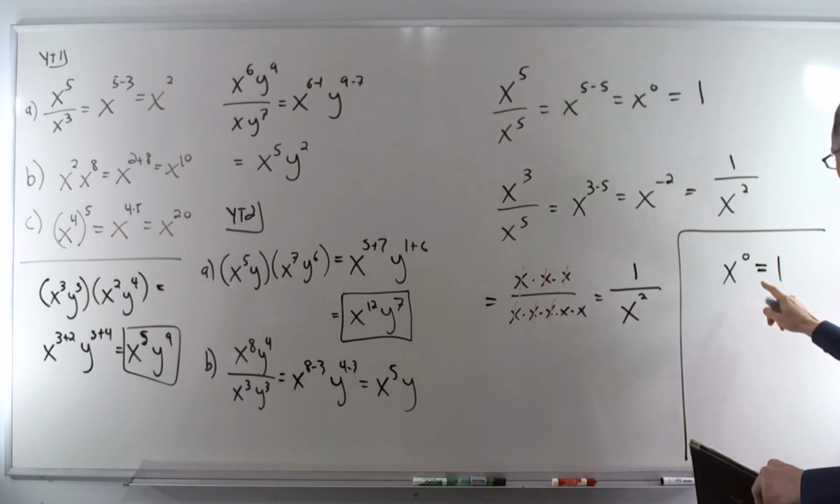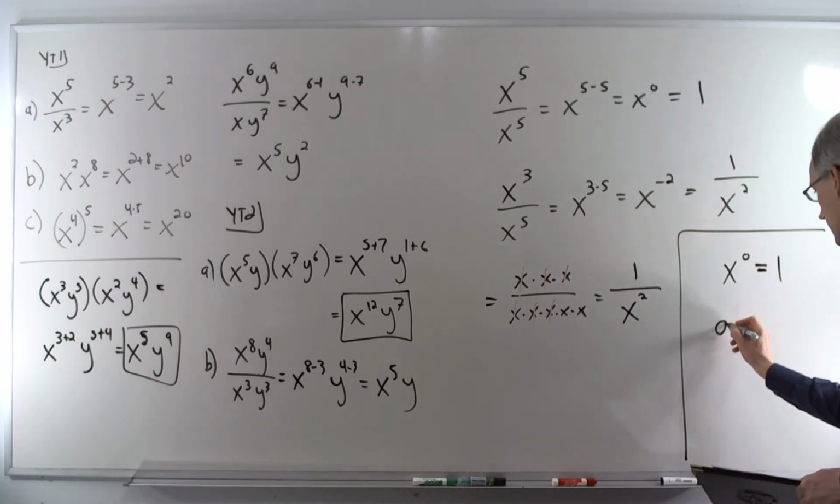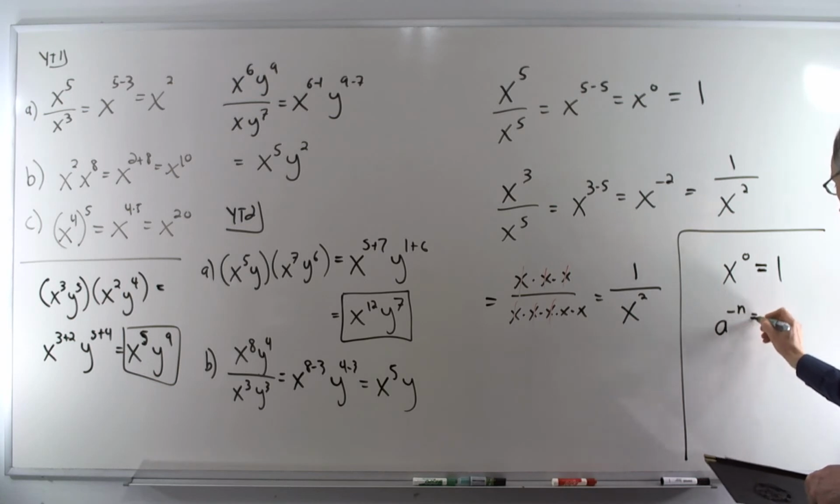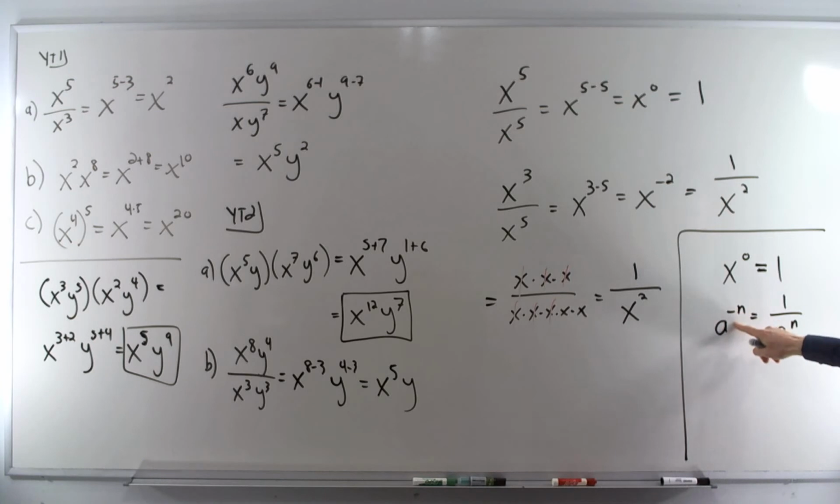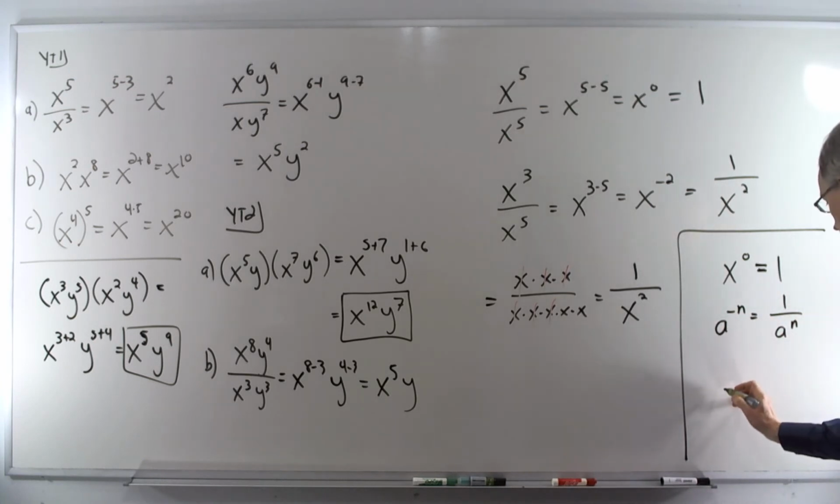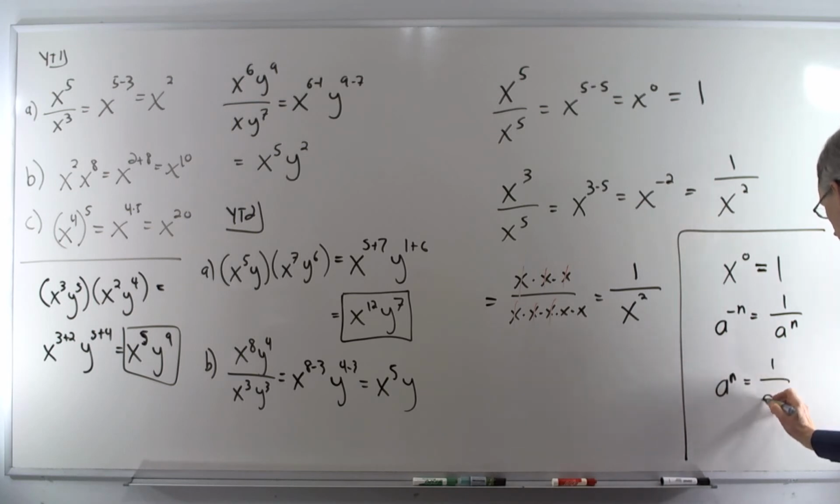So for any number to the 0 power, we'll define that as being 1. A to the negative n equals 1 over a to the n. And then the reverse of that is a to the n equals 1 over a to the negative n.